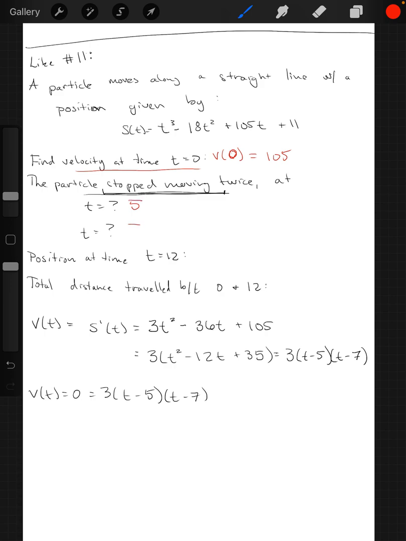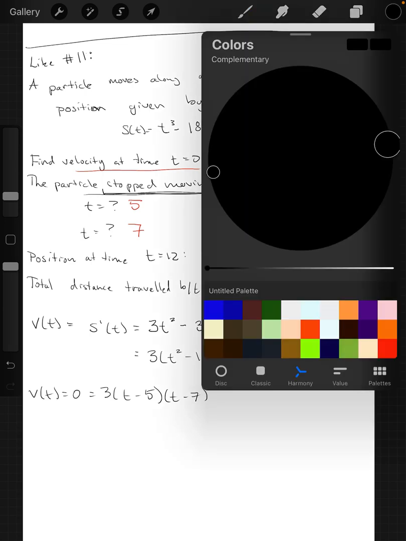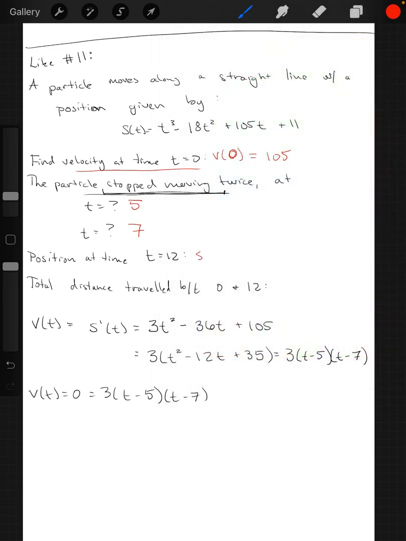So it's going to stop moving at 5 and 7, right, when we solve that polynomial thing. All right, position at time t is also not too bad. That just means taking s of 12, and I went ahead and plugged that in, did all that adding ahead of time. That's just going to be 407. That's just what you get when you plug 12 into s of t.